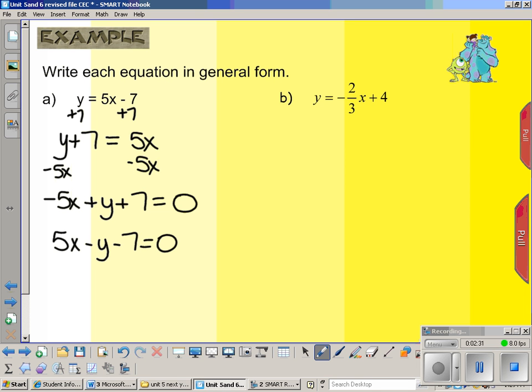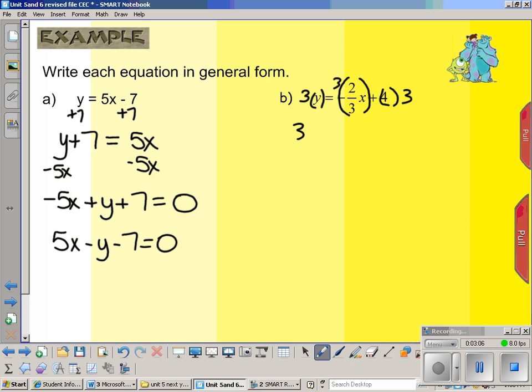So if we look at the second example, we have one extra little catch to it, and that is that there are fractions. Fractions are okay in slope-intercept form. Fractions are not okay in general form. We could manipulate this with that fraction, or, because we know we need to get rid of them, we could eliminate the fraction right off the bat. And how would we do that? Well, we are going to multiply every term by the value of the denominator. The denominator is 3. So we multiply every term by 3.